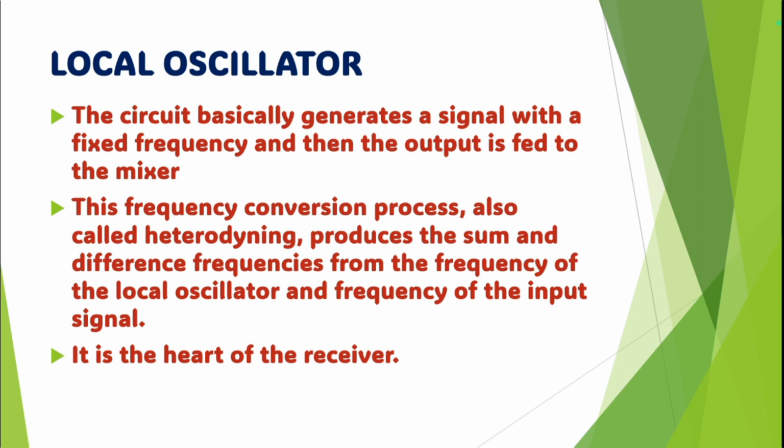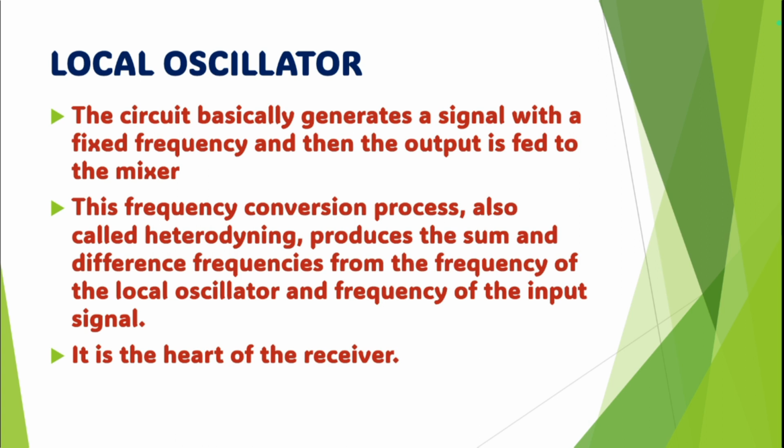Next comes the local oscillator. The local oscillator is a circuit which basically generates a signal with a fixed frequency, and that output is fed to the mixer. The function of the local oscillator is to excite a frequency for mixing with the incoming signal to get the intermediate frequency. For example, most radar receivers use intermediate frequencies with a value between 30 and 75 megahertz.